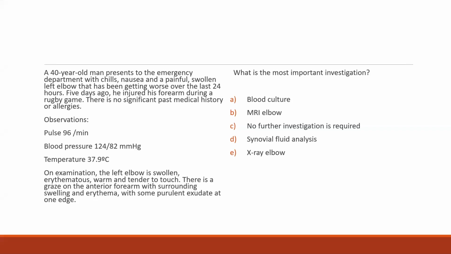A 40-year-old man presents to the ED with chills, nausea, and a painful and swollen left elbow, which has been getting worse for the past 24 hours. 5 days ago, he injured his forearm during a rugby game. No significant past medical history. Observations all normal. Examination: left elbow is swollen, erythematous, warm and tender to touch. There is a graze on the anterior forearm with surrounding swelling and erythema, with some purulent exudate on the edges.